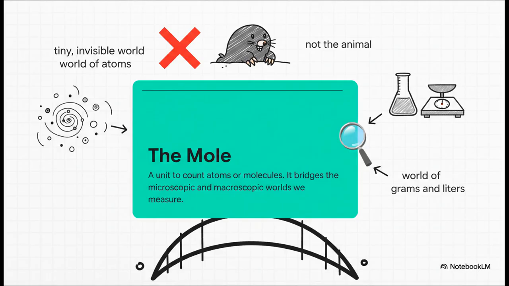And no, I'm not talking about the furry little animal. In chemistry, a mole is just a name for a specific number of things. Could be atoms, could be molecules, you name it. The mole is the single most important bridge we have. It connects that tiny, invisible, microscopic world of atoms to the macroscopic world of grams and liters that we can actually see and weigh in a lab.